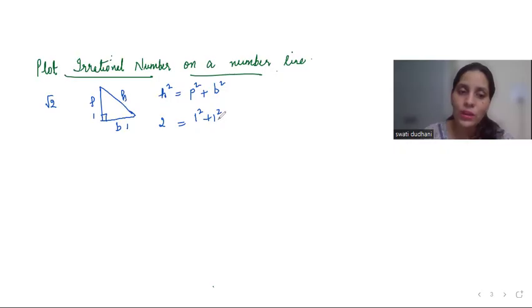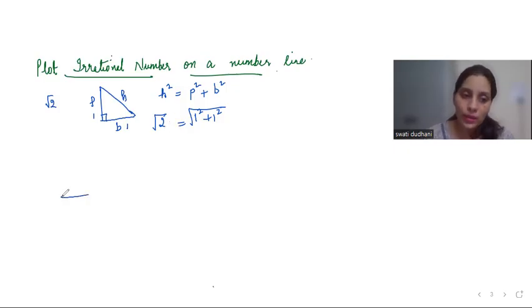Right? So what do we get? 1 square plus 1 square. If I want to find h, it will be root 2. So how do I get this? 1 plus 1 will give me root 2.